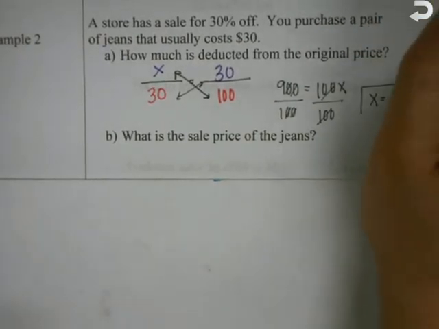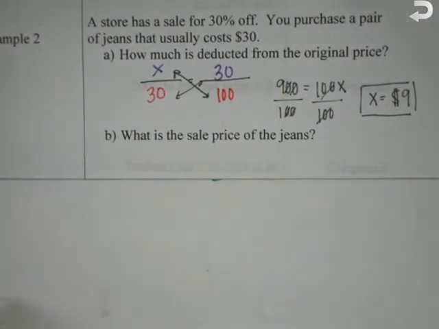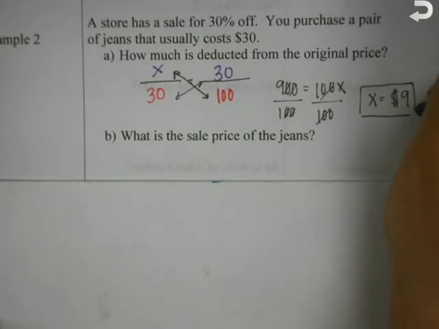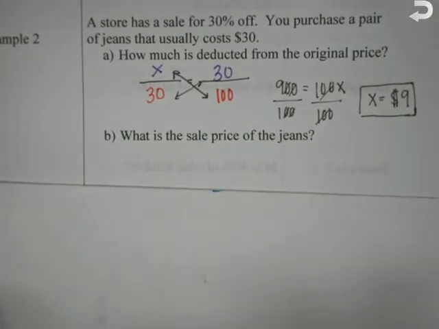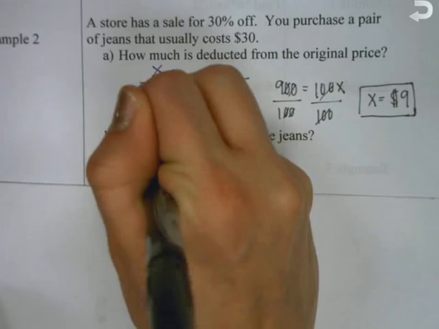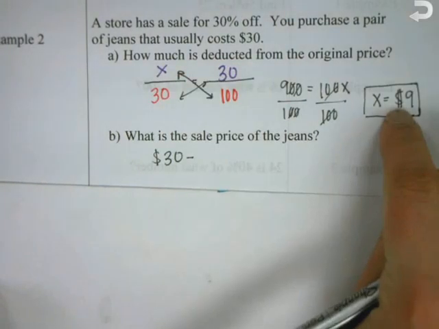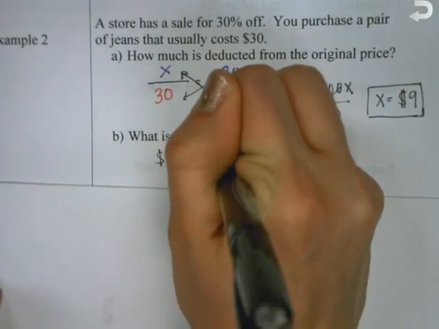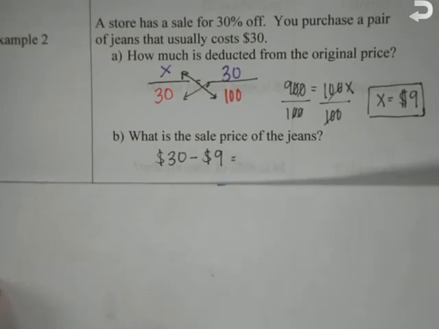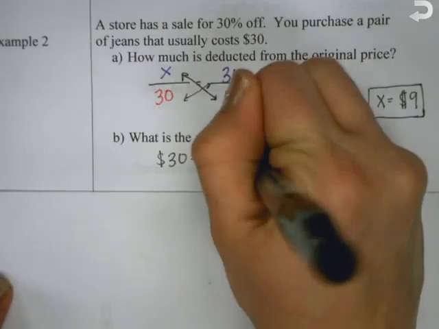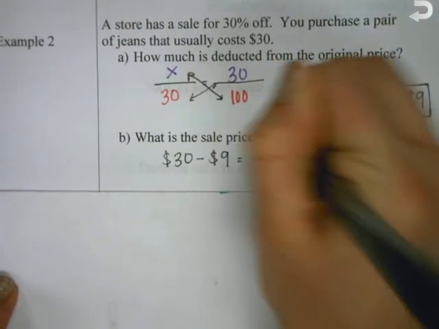That's the discount. So then what is the sale price of the jeans? What do we have to do? We have to take $30 and subtract $9 from it. So $30 minus $9 gives me $21. So you only ended up paying $21 for the jeans.